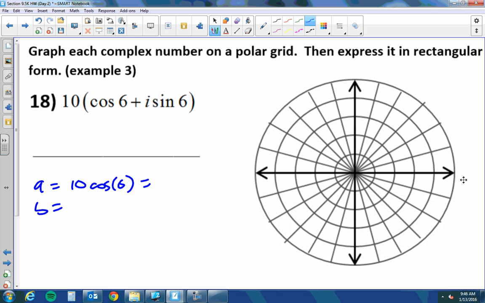So 6 radians is close to that. That's all. It's not 6 pi. That'd be totally different. And that's what you have to be careful about. We're in radians, but not in exact form, but rather decimal form.